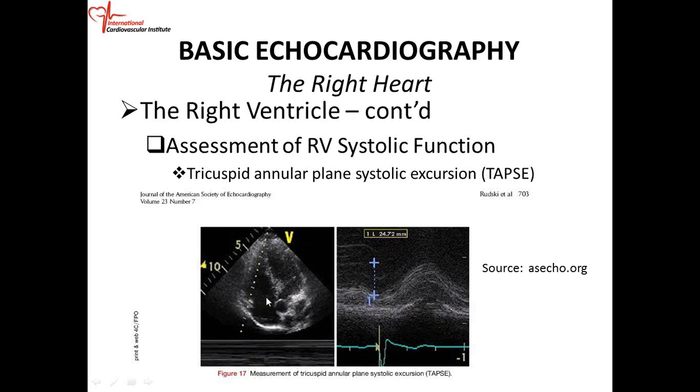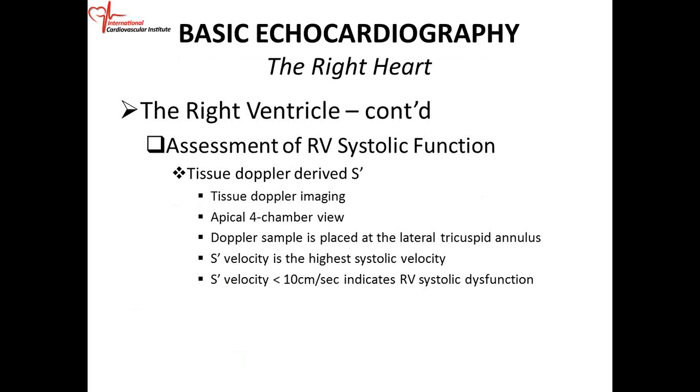Remember that the tricuspid annular plane is going to move up towards the apex. So it's a vertical distance, and this is the distance you want to measure. It is a systolic measurement. Anything less than 16 millimeters suggests RV systolic dysfunction. So that's a fairly accurate way to assess RV systolic dysfunction.